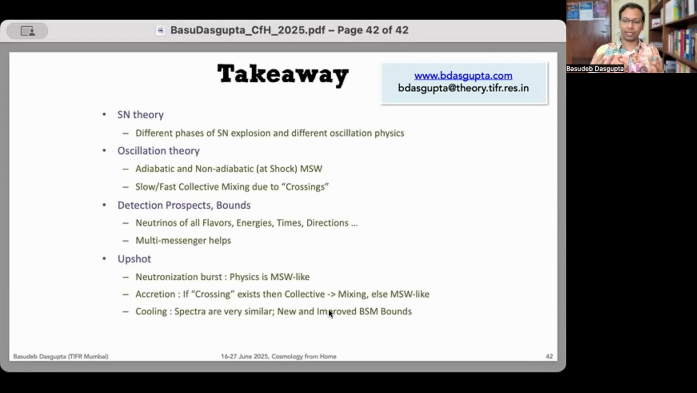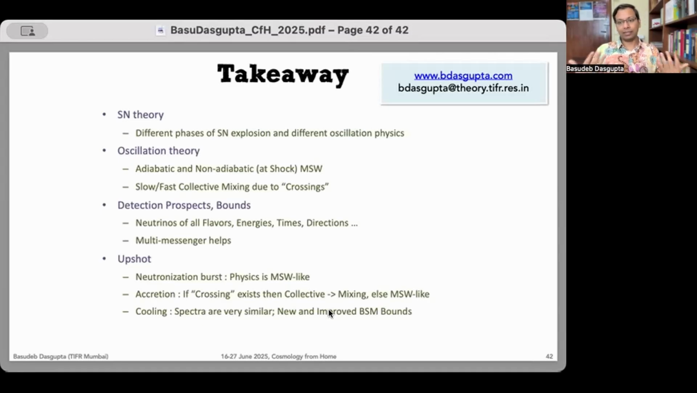Very little exotic physics is assumed here. Collective oscillations are a completely standard-model kosher phenomenon. They are guaranteed to exist as long as there's a crossing, and certain other conditions are fulfilled by the spectra, but we certainly do not have to assume any kind of new particle or new interactions. We don't have to hypothesize anything like that. So this is very standard, but very complex.